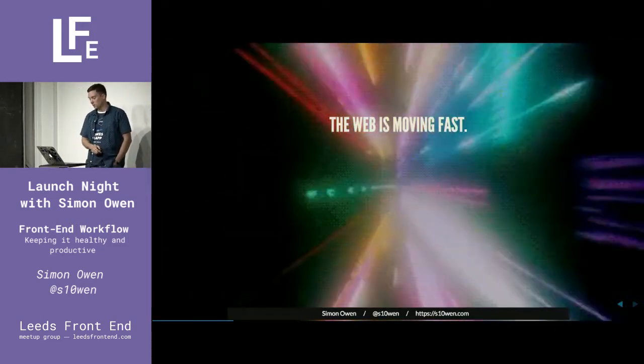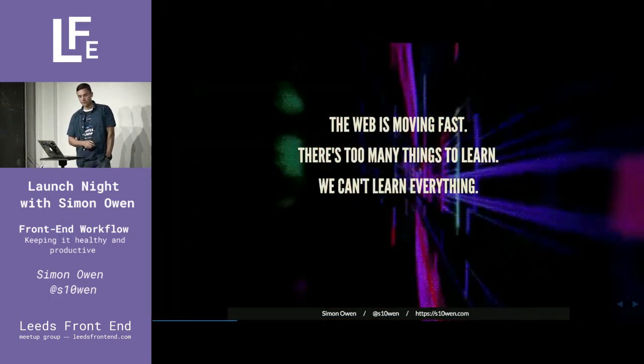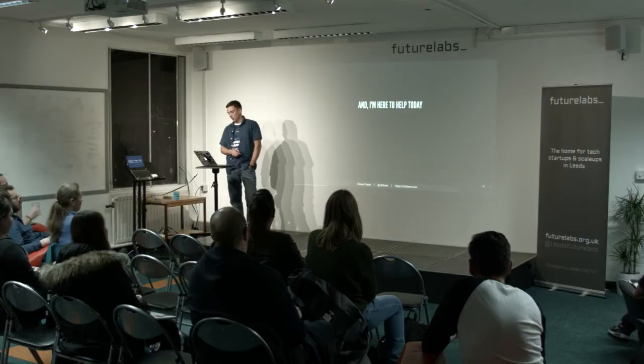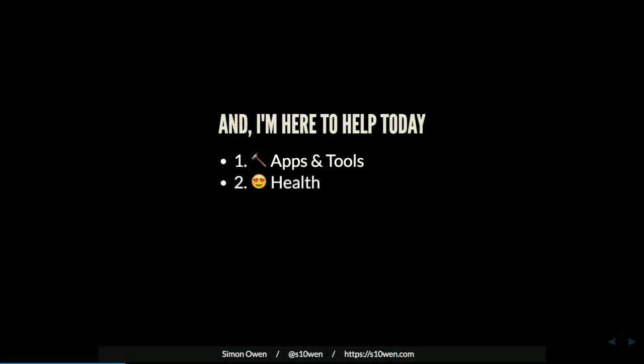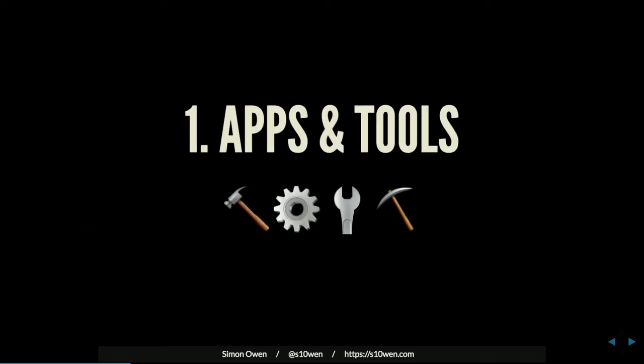So we all know that the web is moving very fast. There's lots to learn. We can't learn everything. Don't try. It's not going to end well. But let's not panic about that, because we have help. And I'm here to help today. I'm going to go over four main topics: apps and tools, health, teamwork, and my thoughts on improving produce, which is where I'll talk about the relationship between improving yourself and being productive. So first up, apps and tools.